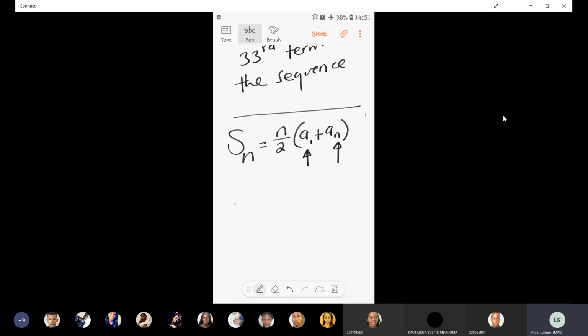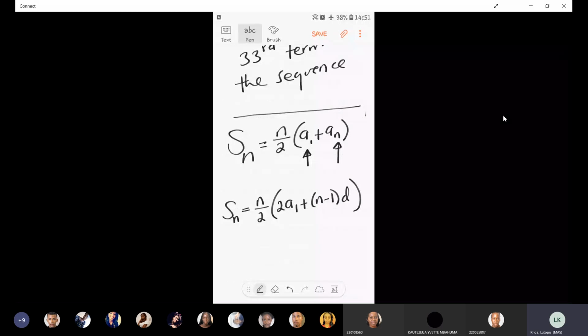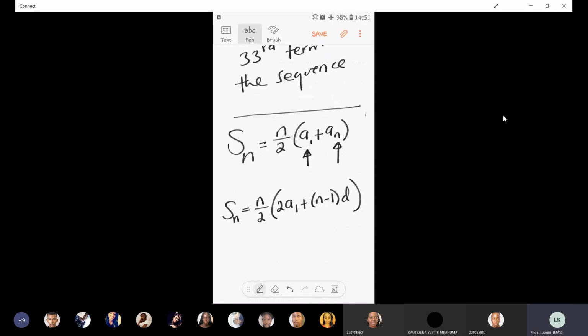Another formula that we use, we have Sn. This is equal to n over 2 times a1 plus n minus 1 times d. You can use either of these formulas to get your sum of the first n terms. It is really up to you.